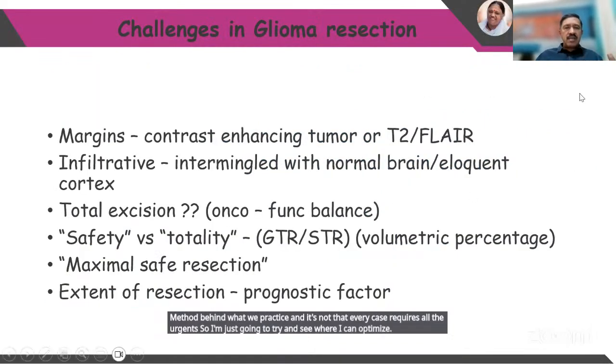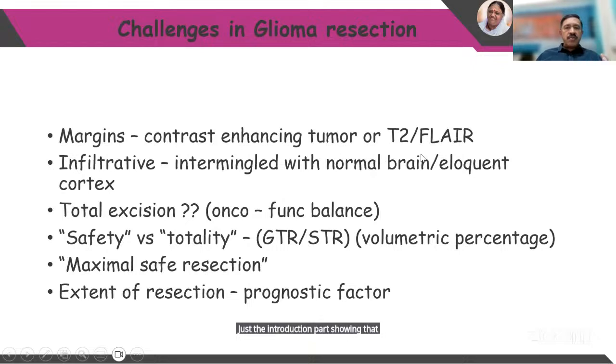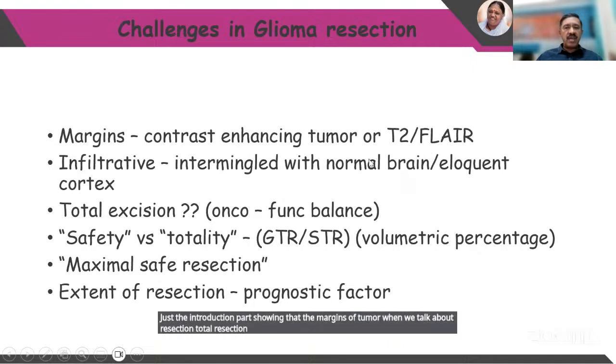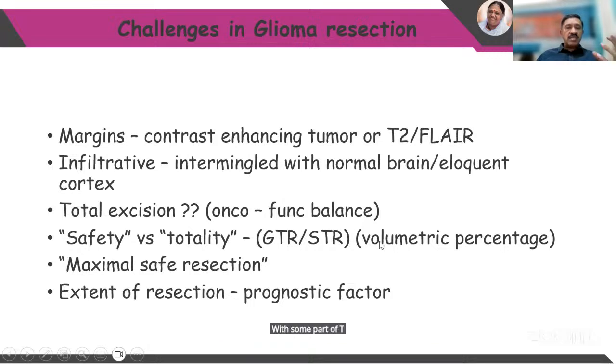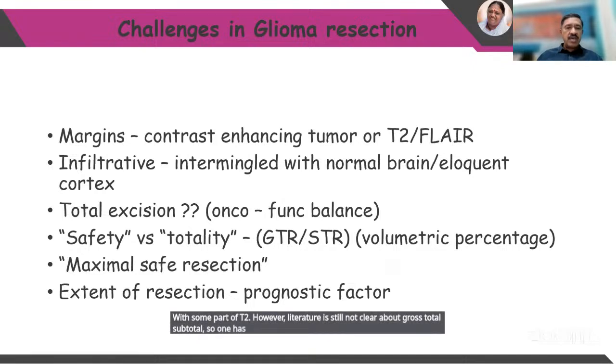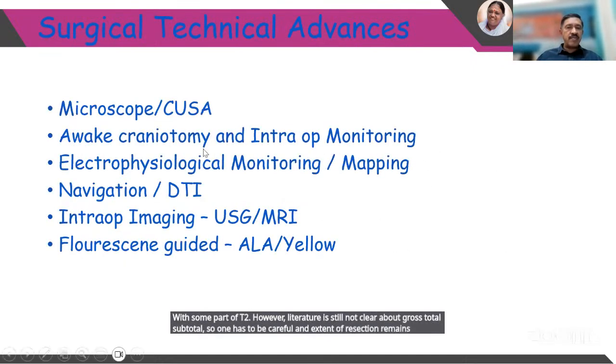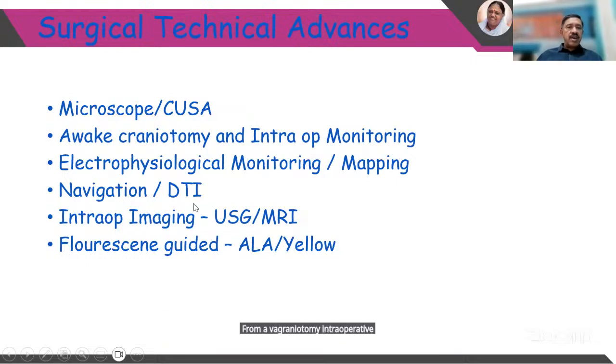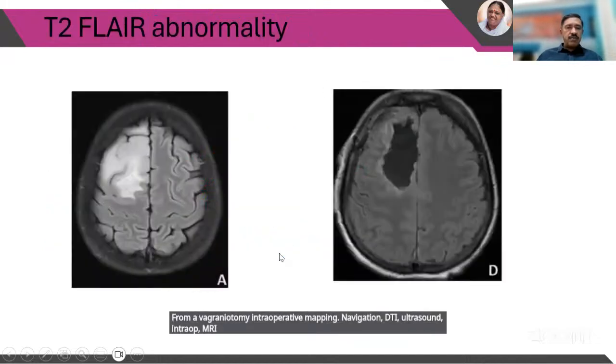Just the introduction part, showing that the margins of tumor when we talk about resection, total resection, had not been very clear, but now we are very clear. The T2 flare margins in a low-grade glioma, or the contrast enhancing margins in a high-grade with some part of T2. However, literature is still not clear about gross total, subtotal, so one has to be careful, and extent of resection remains prognostic. We have the entire armamentarium of adjuncts from awake craniotomy, intraoperative mapping, navigation, DTI, ultrasound, intraop MRI, and then the fluorescence, which you have already heard.